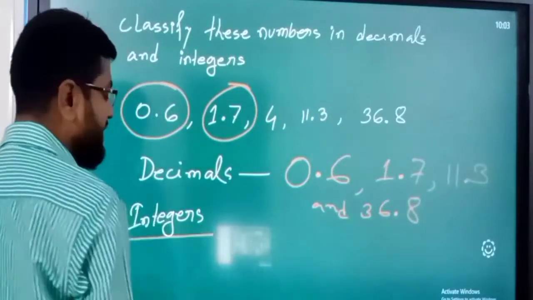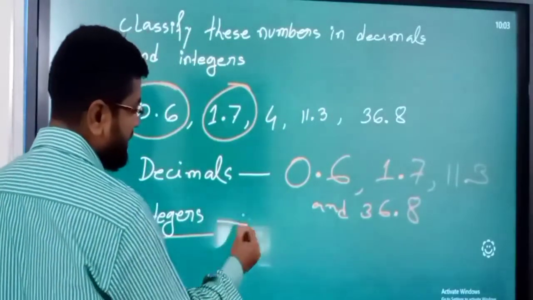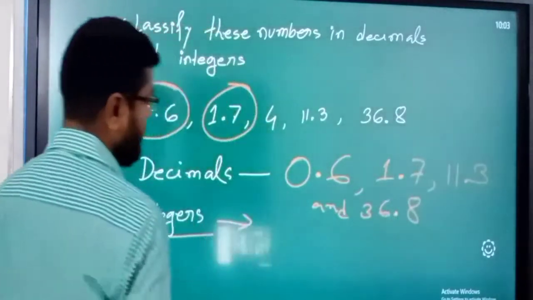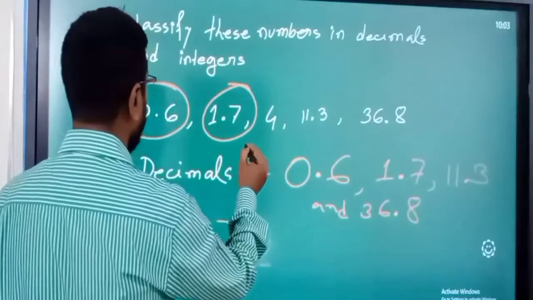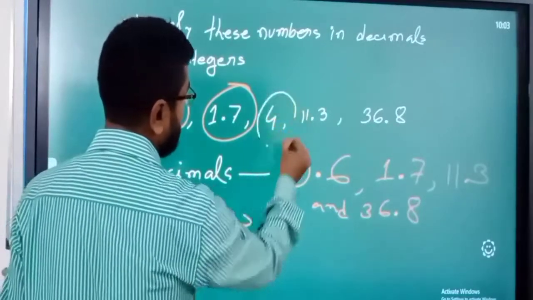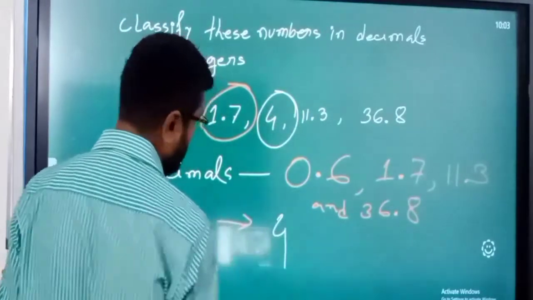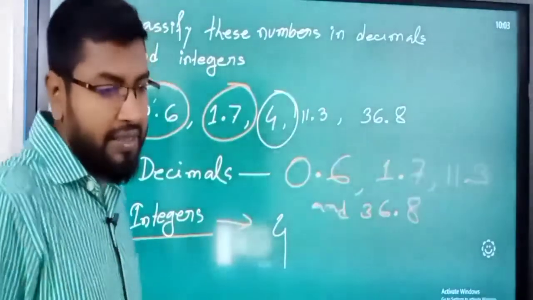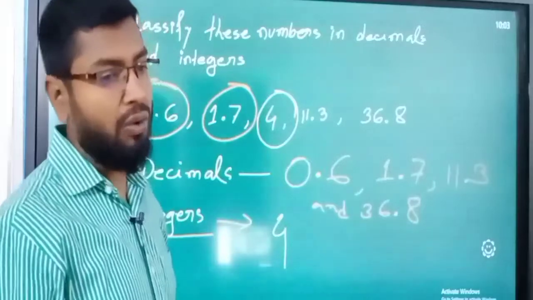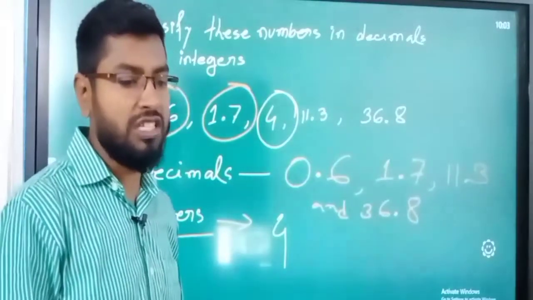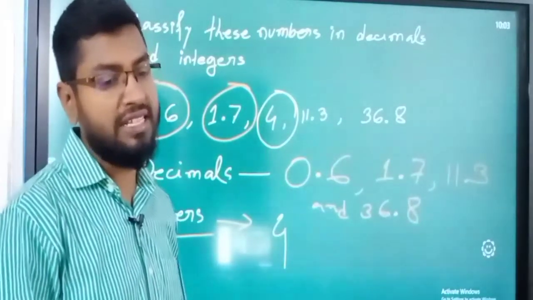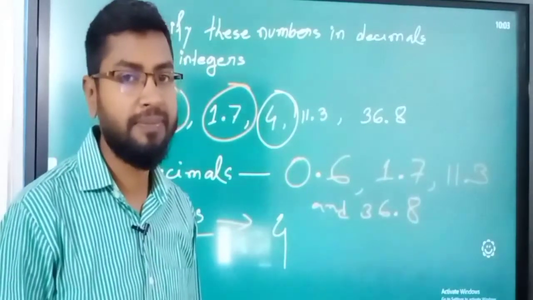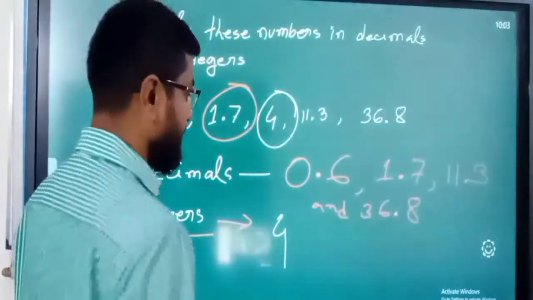And integer means whole number. Integer means what? Loudly tell me. Yes, whole number. What is the whole number here? Yes, only one whole number, that is 4. This is the whole number. Now we can identify which one is the decimal and which one is the integer. Integer means whole number. Exactly.